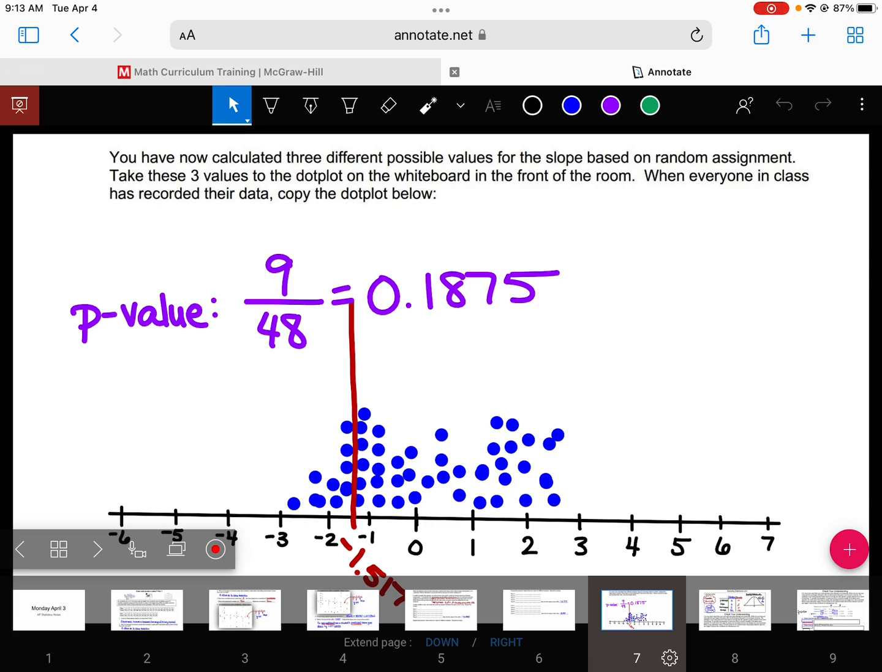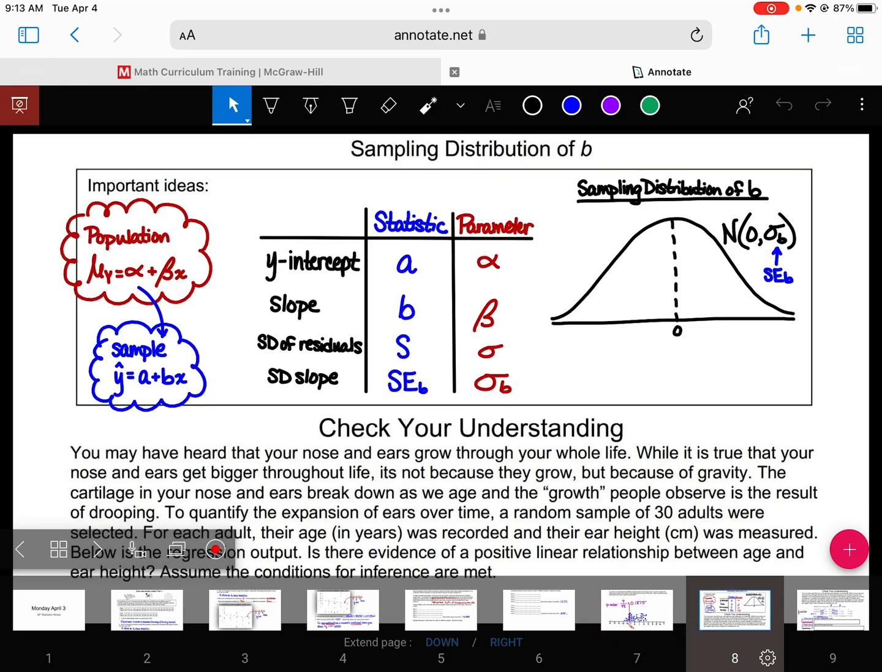So far, so good? All right, let's get our important ideas down for today, or for yesterday, actually. Sampling distribution of b. So statistics versus parameters. The y-intercept, the statistic, the observed y-intercept for the least squares regression line would be a. The parameter for that would be alpha. The statistic for slope for our observed data least squares regression line would be b. The parameter would be beta.